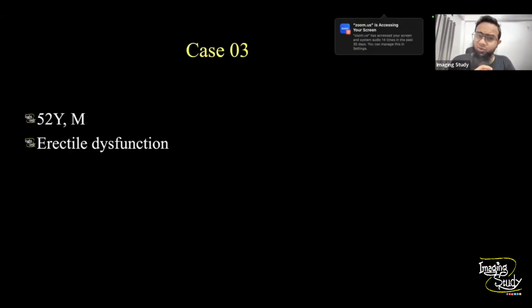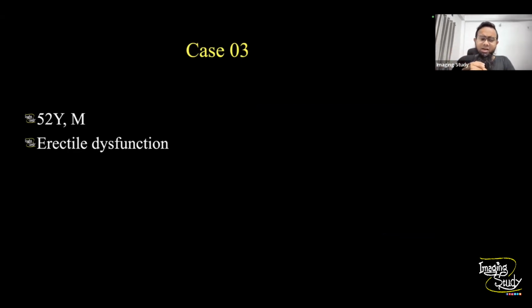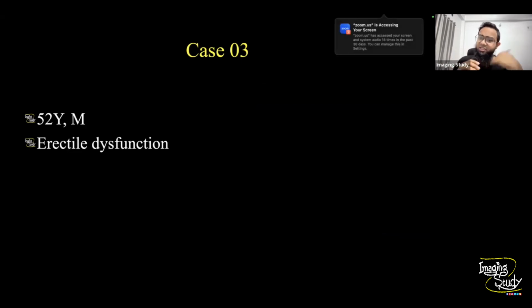Okay, now let's look at case number 3. It will be a penile ultrasound case, and the patient was a 52-year-old male who came with erectile dysfunction. When we get patients with erectile dysfunction, we go for the penile Doppler study. Usually my clinician sends me the patient with proper counseling. And if not, then I send the patient back to the clinician so that he can do whatever he needs.